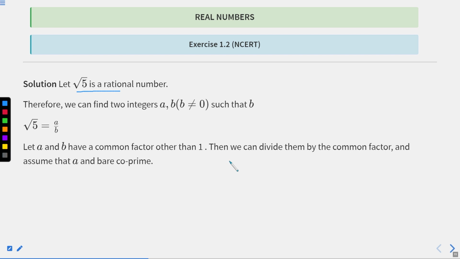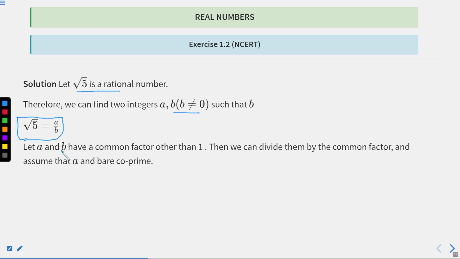Since root 5 is a rational number, we can find two integers a and b, where b is not equal to 0, such that root 5 can be written as a over b. So first we let root 5 be a rational number, and therefore we can find two integers a and b, where b is not equal to 0, such that root 5 is equal to the fraction a over b.